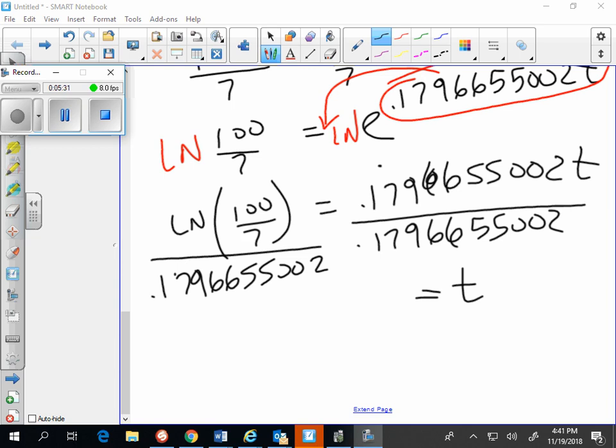So the ln of 100 divided by 7, close those parentheses, and don't forget to divide by 0.1796655002. I end up with t equals 14.801 years in order to have 100 gnomes. Okay, so there's my first gnome problem.